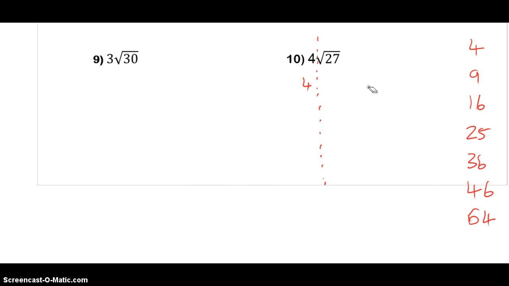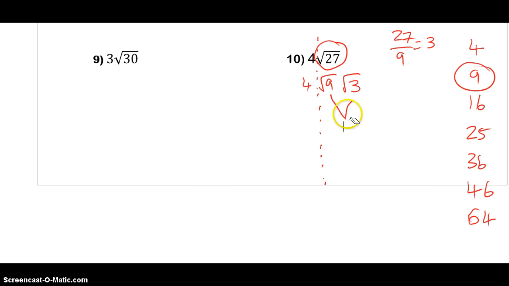Hopefully you can see that if we take 27, we can divide that by this number right here, can't we? So 27 divided by 9 equals 3. What that means is we can rewrite this right here as the square root of 9 times the square root of 3, because 9 times 3 is 27. Look at how well that worked out.